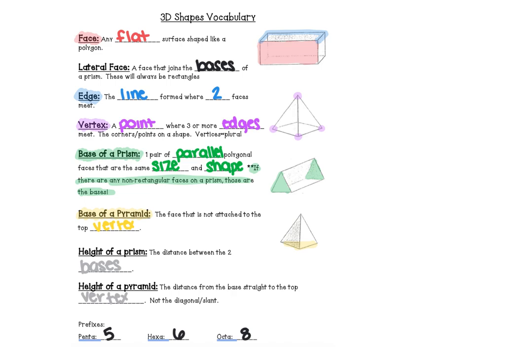Okay, these are both prisms, but they've got different base shapes, so they've got different names. Triangular prism, hexagonal prism. So whatever the shape of the base is, that defines what the shape is.